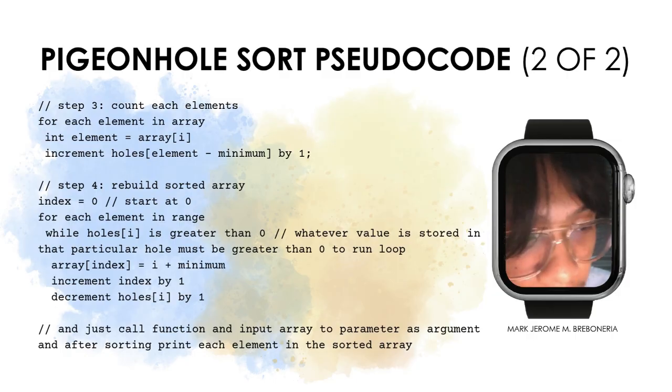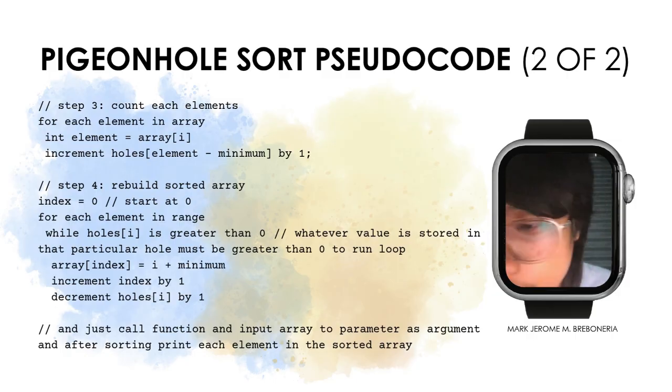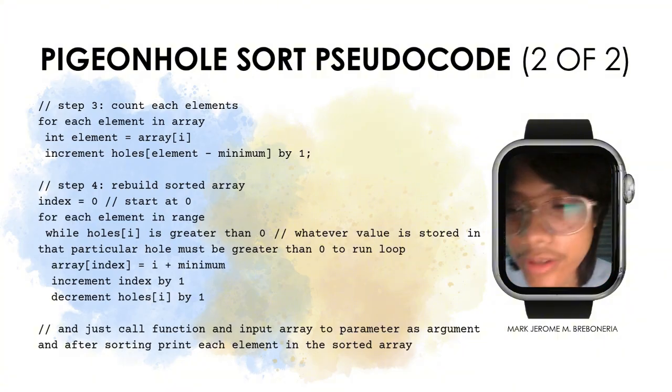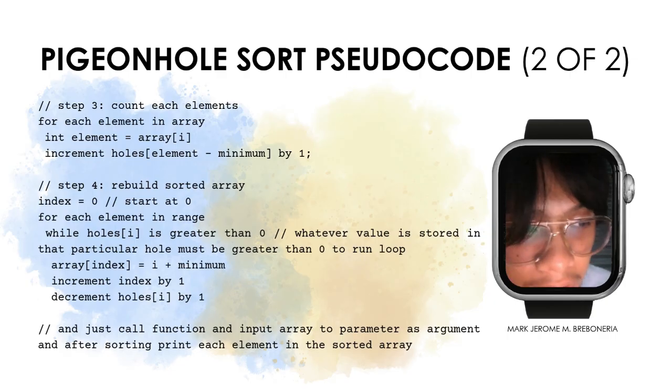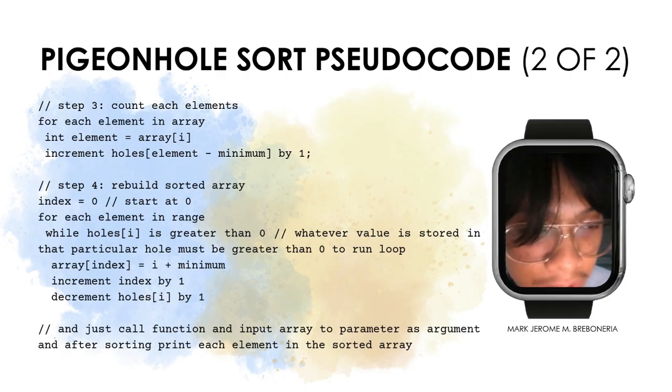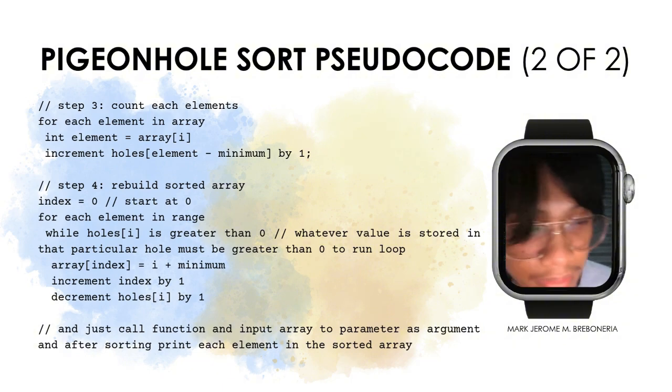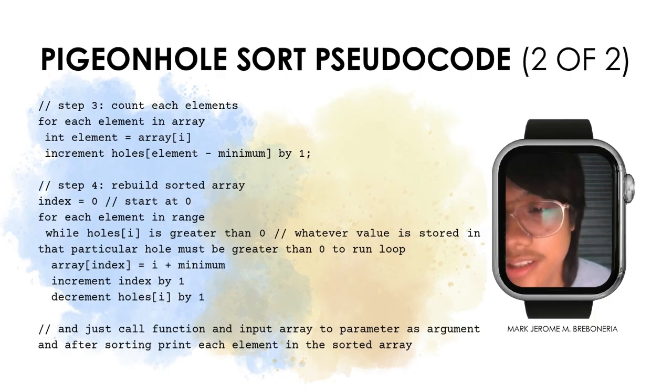Because if we don't decrement, of course it will become an infinite loop. And then we're done with the rebuilding of the sorted array. And now you just need to call the function in your main and input the array as parameter, or the parameter as argument, and after sorting print each element in the sorted array. So I guess we're done here.